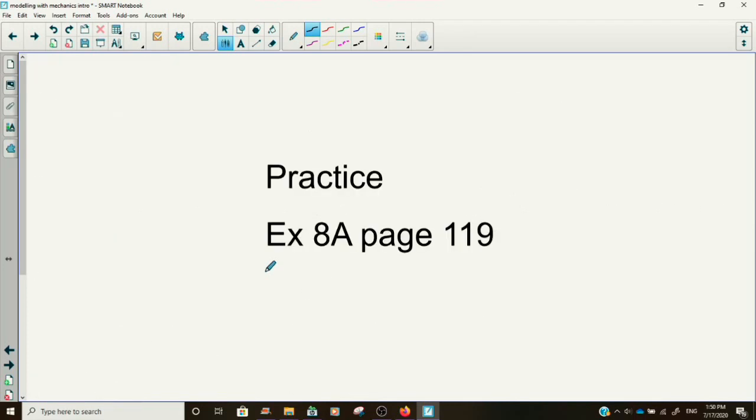Okay, a bit of practice for you folks. Exercise 8A, have a go for homework, and any problems we can discuss them in class.